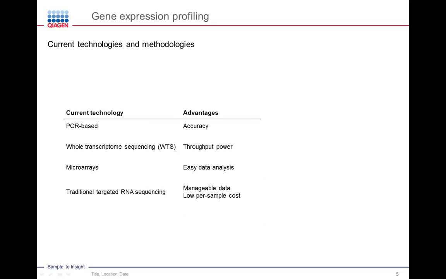Okay, so what are the current methodologies and technologies that exist today for gene expression analysis? Broadly speaking, there are four main technologies. PCR-based technologies that are highly accurate, so they deliver a high degree of accuracy for gene expression profiling. There is whole transcriptome sequencing. The main advantage of whole transcriptome sequencing is the throughput power. So this is a technology that allows you to look at every single transcript that exists in your samples.